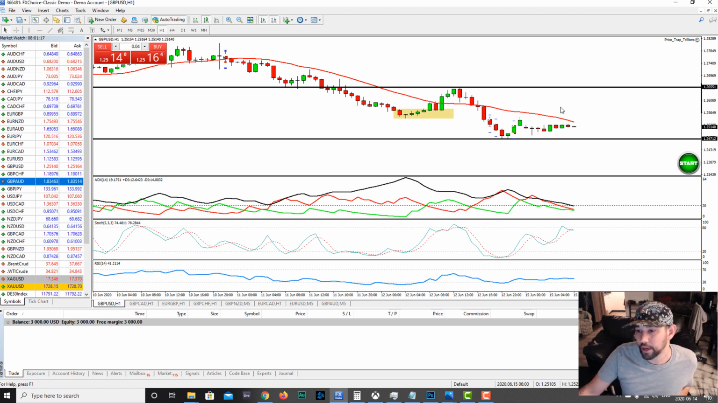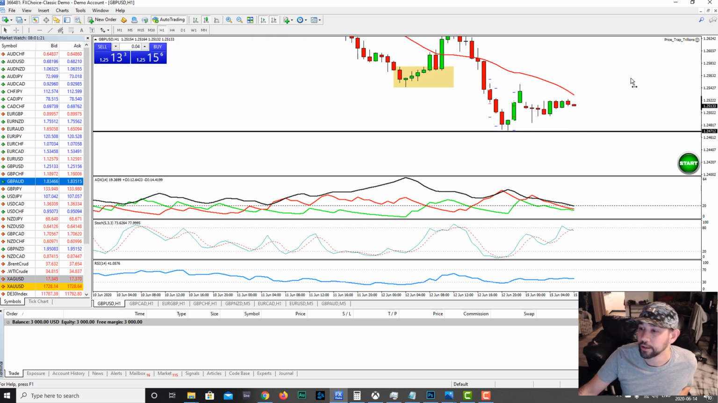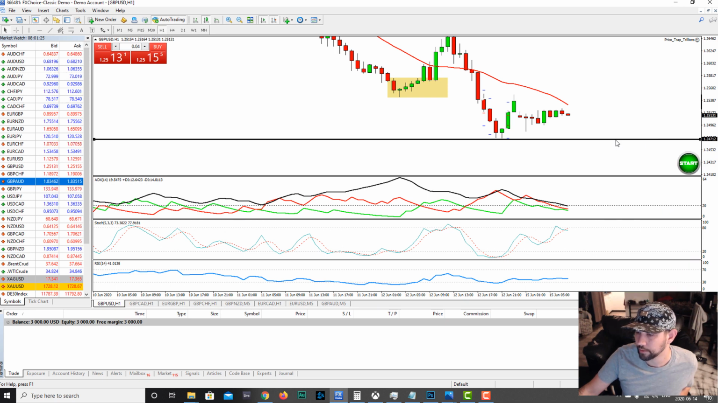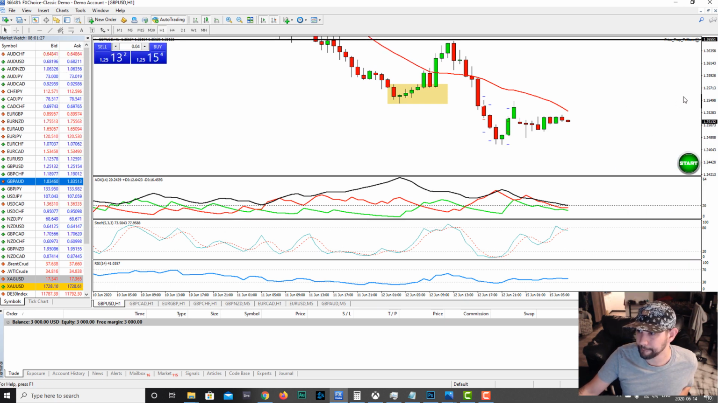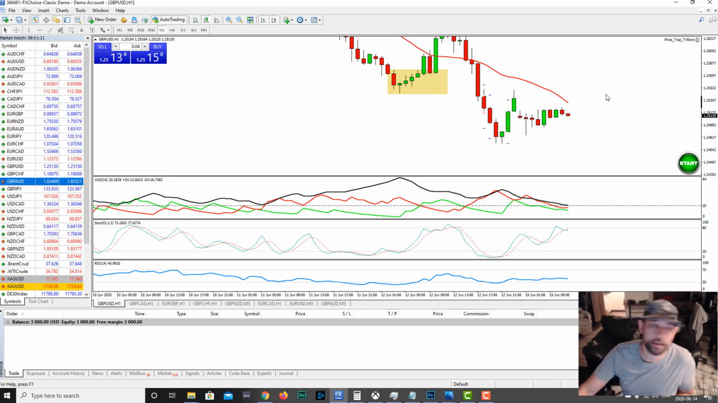So GBPUSD, we're going to head over to the 1 hour chart. For doing price trap on forex, we are on the 1 hour chart, and we are at 10 p.m. Pacific Standard Time, like I said.